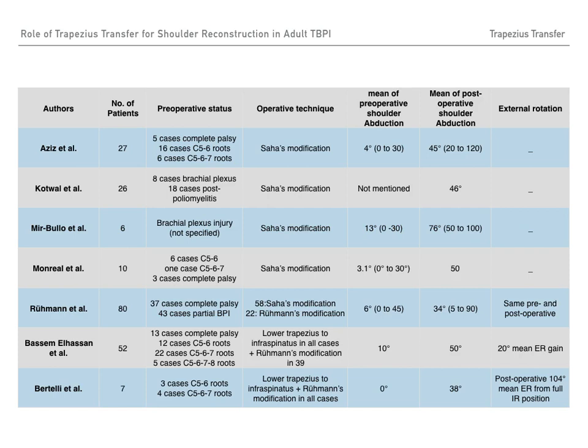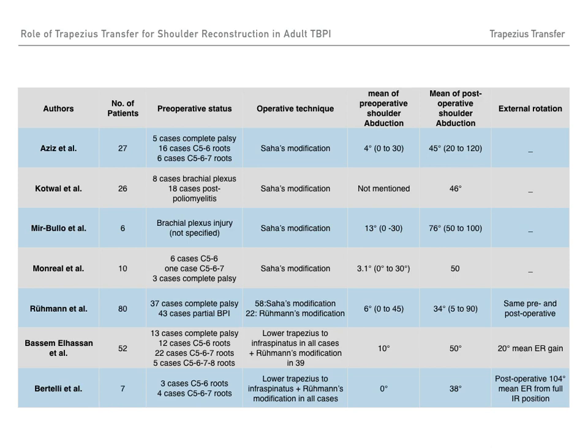Cotwell's study included 26 patients, 8 of them were brachial plexus and 18 were post-poliomyelitis. He used Saha's technique. He didn't mention the preoperative shoulder abduction, while the postoperative shoulder abduction was 46 degrees. Merbel's study included 6 patients of brachial plexus. He used Saha's technique, and the mean preoperative shoulder abduction was 13 degrees, while the mean postoperative shoulder abduction was 76 degrees.